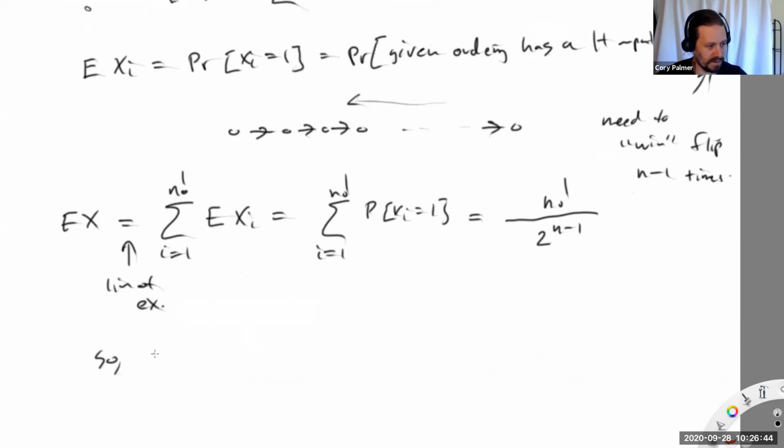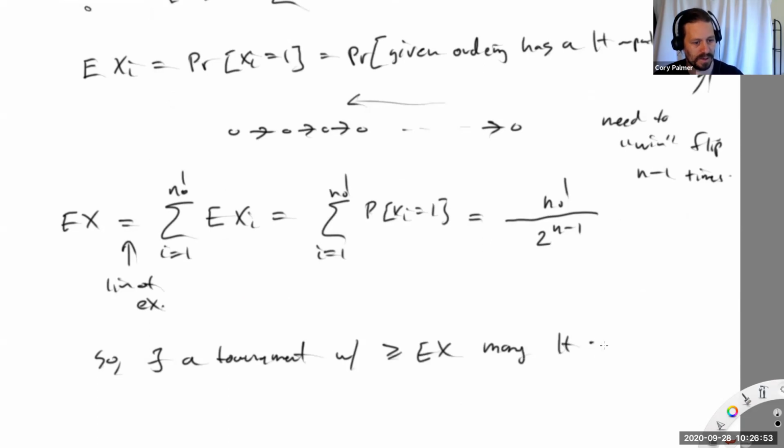Because this means that there exists a tournament with at least the expectation of x many Hamiltonian paths. That's always true. As we pointed out, there exists a tournament which has at least as many as the average number of Hamiltonian paths. And this thing here equals n factorial over 2 to the n minus 1. So on average we have this many, therefore there's one that beats it. And that's the end of the proof.